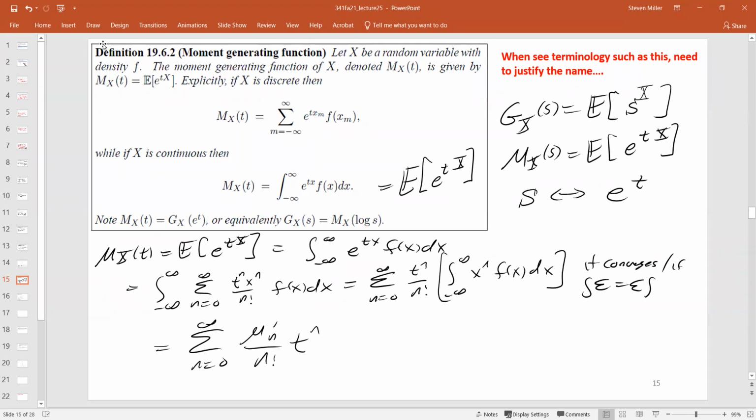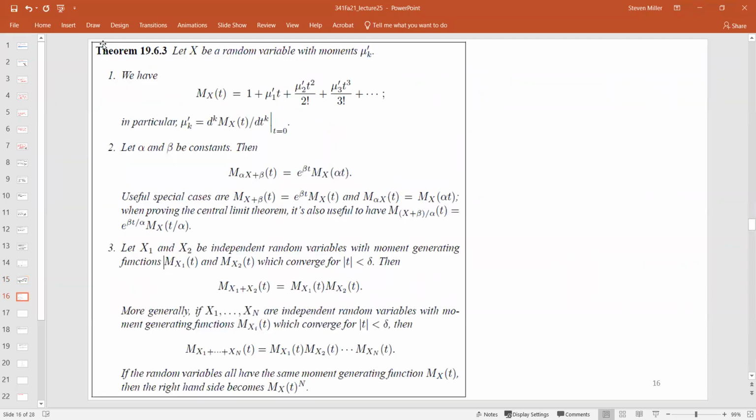The difficulty is that it's not always going to exist. Can somebody give me a random variable where the moment generating function will not exist? Yeah, when in doubt, if you're asked for something not to exist, go with the Cauchy distribution. Why? Well, you can argue whether or not the first moment exists. By the time you get to the second moment, it's infinite. So when we try to calculate the moment generating function of the Cauchy, it completely blows up.